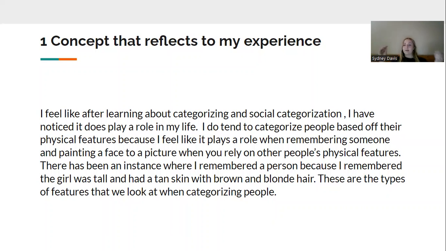Those are physical features that we look for to pull in and take out people and categorize them in different groups because we want to remember them. These are all types of features that we look at when categorizing people. Also looking at the sex of the person and the race of the person. We also look for them.